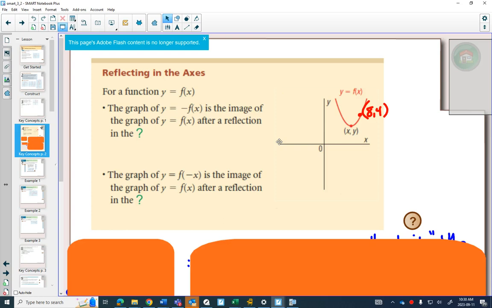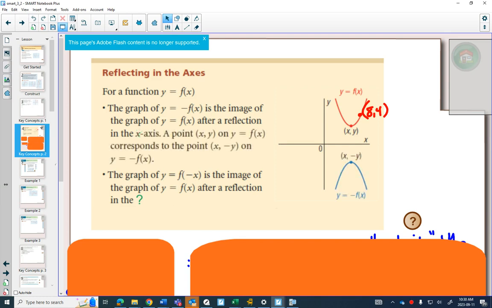So here we have y equals f of x in red, and you can color code this a little bit in your notes as well. If you do y equals negative f of x, and I've added a point on here, so I would like you to also label, if you had 8, 4 on the original graph, this blue graph, y equals negative f of x, and I'm going to put a box around it, that would be a reflection over the x-axis.